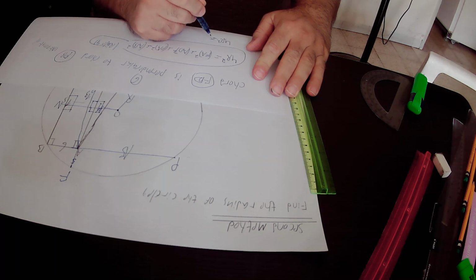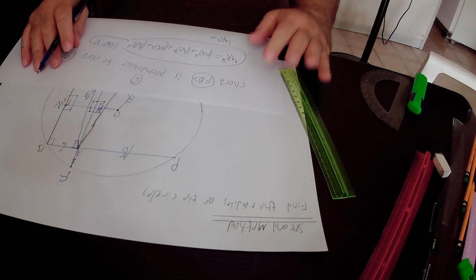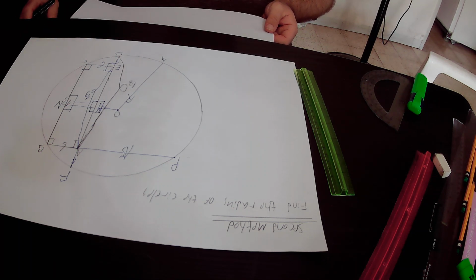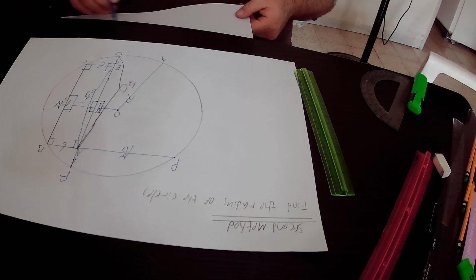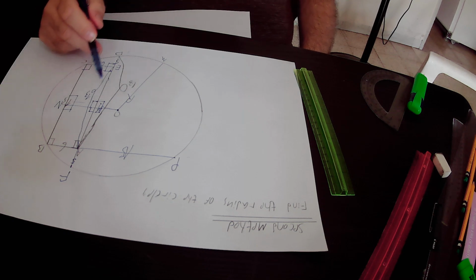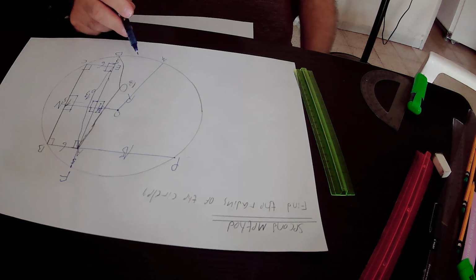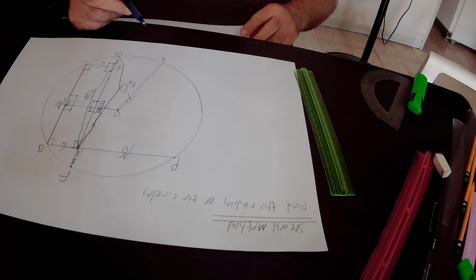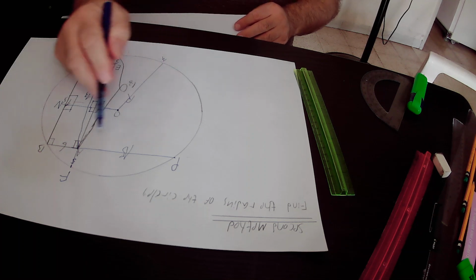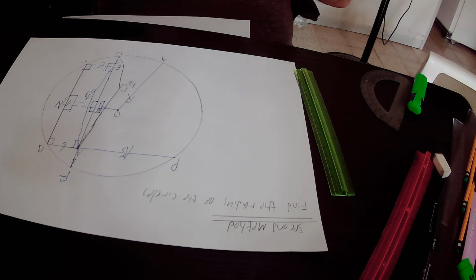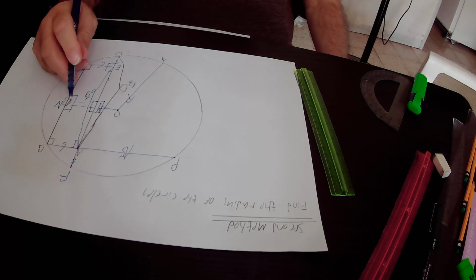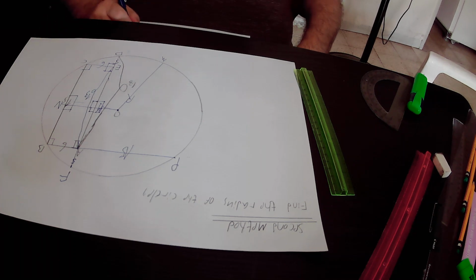FA square. FA equals 5, therefore FA square equals 5 square, that is 25. Plus AD square. AD equals 18 units, therefore AD square equals 18 square, that is 324. Plus PB square. PB equals 15 units, therefore PB square equals 15 square, that is 225. Plus AB square. AB equals 6, therefore AB square equals 6 square, that is 36.